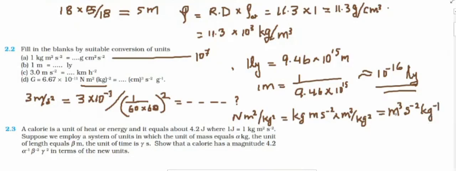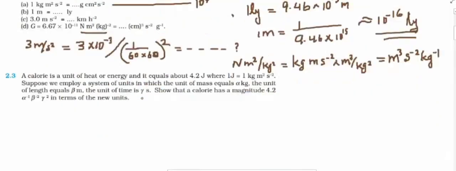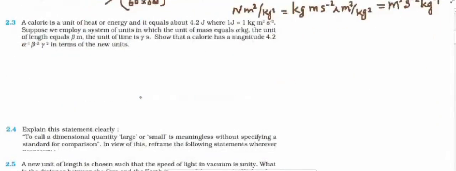Meter cube you can convert into centimeter cube. Second square, there is no change required. Per kilogram, kilogram is in denominator, you can convert into gram. Then multiply with this quantity so that you will get the answer. Now next, question 3.